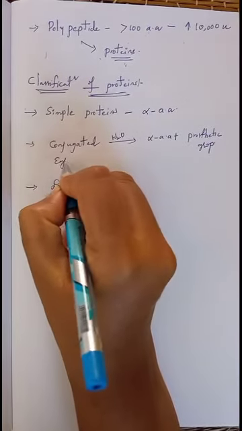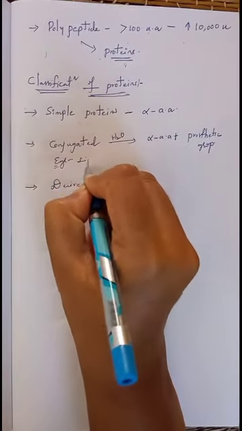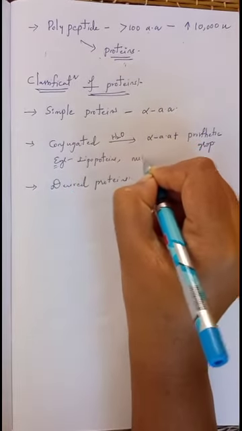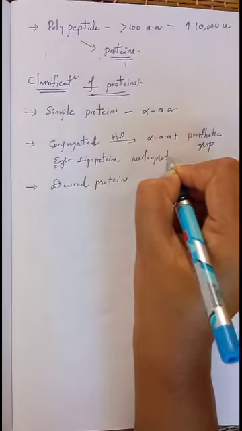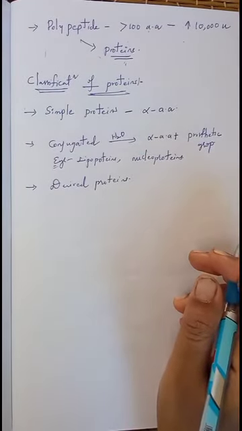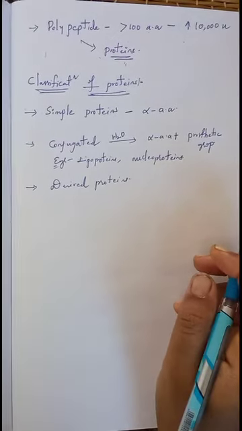Lipoproteins and nucleoproteins, etc. can be taken as examples of conjugated proteins.